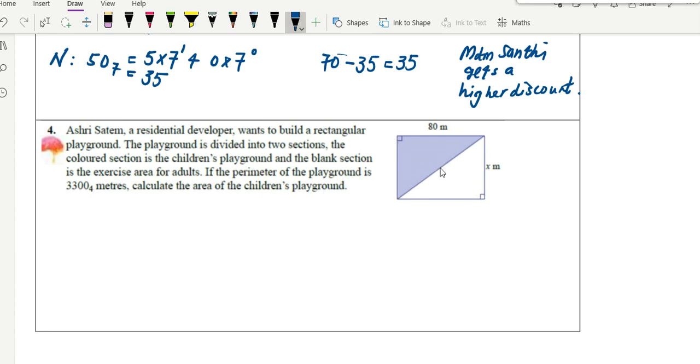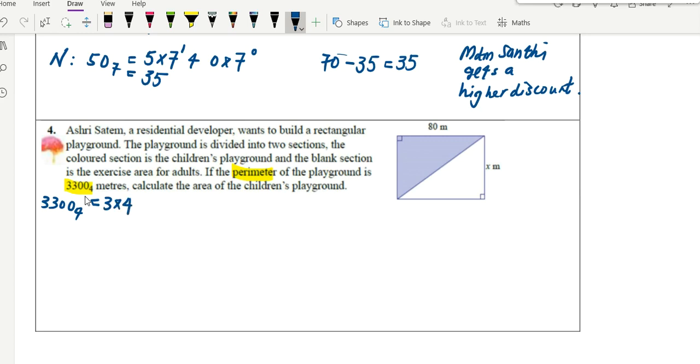The area of the children's playground is a triangle shape here. So if you want to find the area, you have to use the area of a triangle formula. So what should you find first? You have to find the value of x. Only then you can find the area. So make use of the information given to you. They gave you the perimeter is this. So you convert back to base 10 first. 3300 base 4, you convert back to base 10.